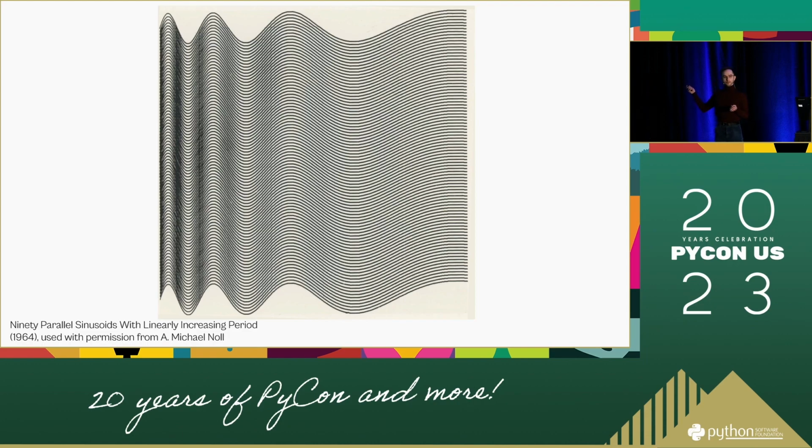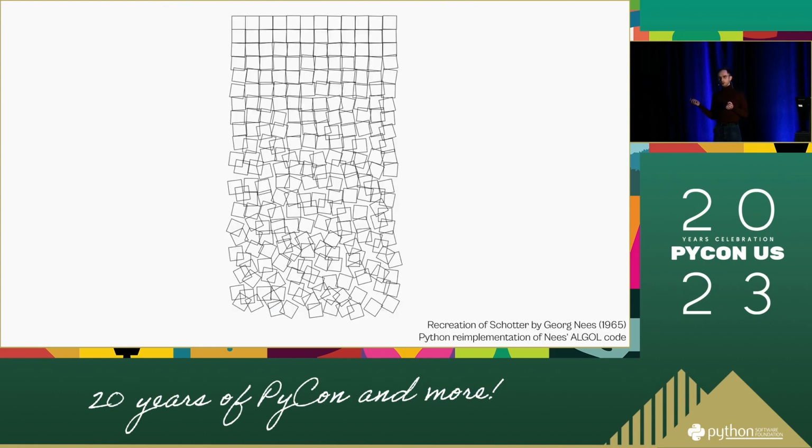Like this by A. Michael Noll, which uses only repetition to create this wave-like, almost trippy effect, heavily inspired by Current by Bridget Riley. Or this famous example, this is a recreation of Schotter, or gravel, by Georg Nees, which uses only repetition and randomness to create this progressively disintegrating texture.